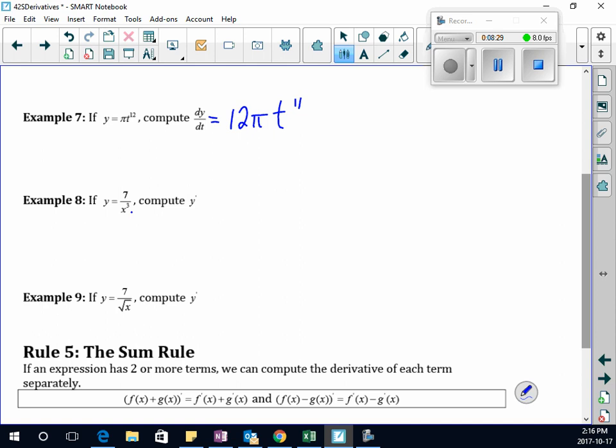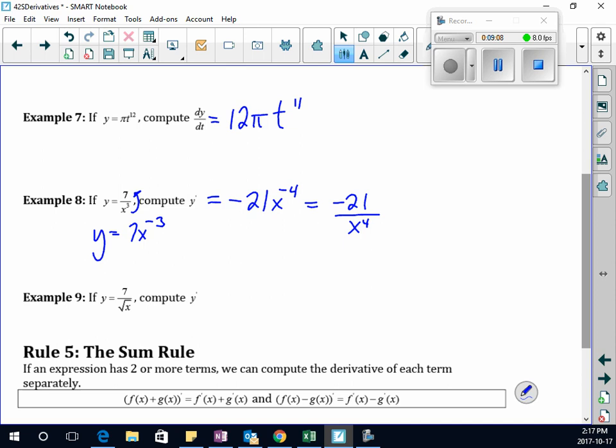We need to first write that on top. So we're going to rewrite this as y equals 7x to the power negative 3. Is everybody good with that? Then what I'm going to do is I'm going to compute the derivative. And what do I get there? Negative 21x to the power negative 4. Very good. And just for fun, let's make this a positive exponent. So what would my final answer be? Negative 21 over x to the power 4. Is everybody good with that?